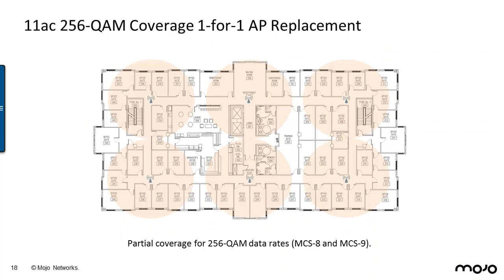This is idealized. Of course, it's not really like that in the real world. But this is just to illustrate the point that you have a lot of areas where you would not be able to support 256 QAM, which would be okay. You wouldn't be getting one of the benefits of 11AC, but that's what brings me back to the point I was making, where you get your most bang for your buck with 80 megahertz, right? Because 256 QAM is a nice feature of 11AC, but you're not going to get it everywhere if you just do a 1-for-1 replacement.